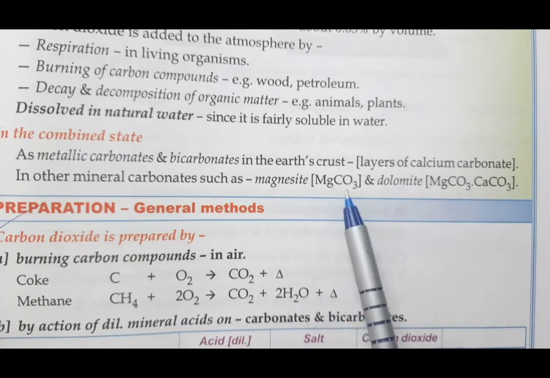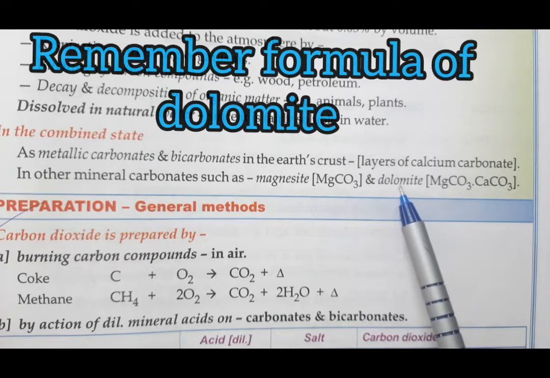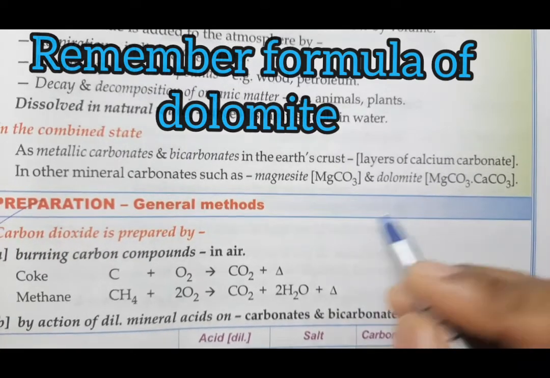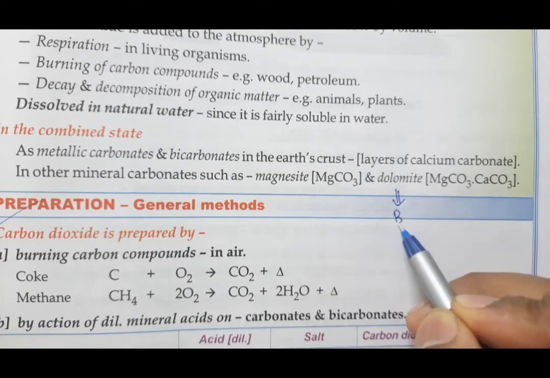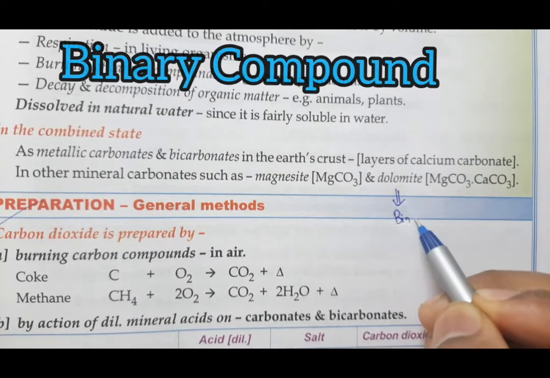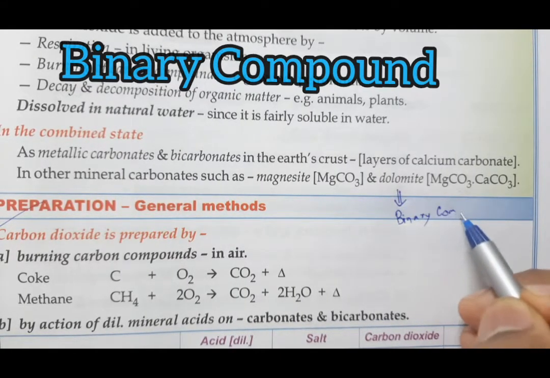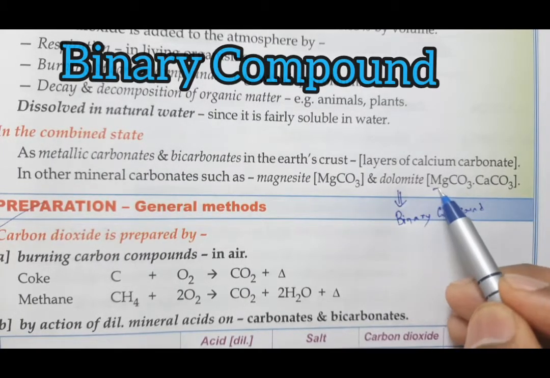One is magnesite, formula MgCO3, remember. The other is called dolomite, formula MgCO3.CaCO3. But this compound is very important. Dolomite is a very important compound because we call it a binary compound. Now, why do we call it a binary compound? Because there are two compounds fused inside one.